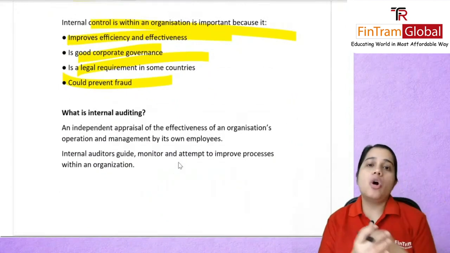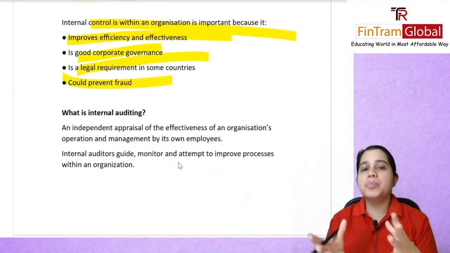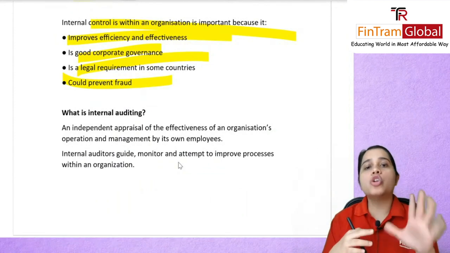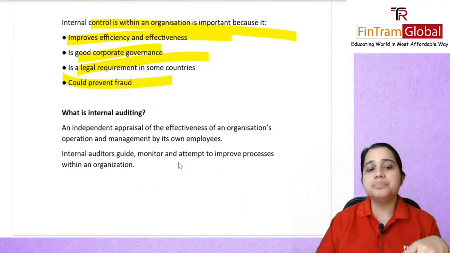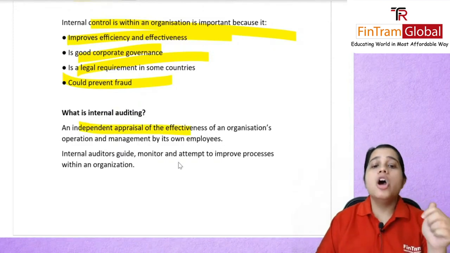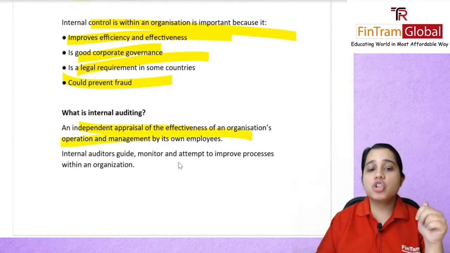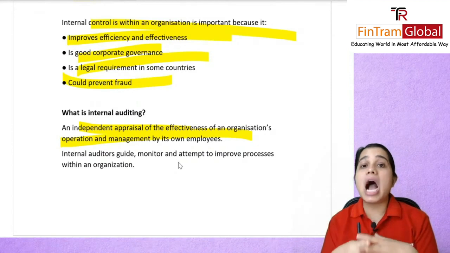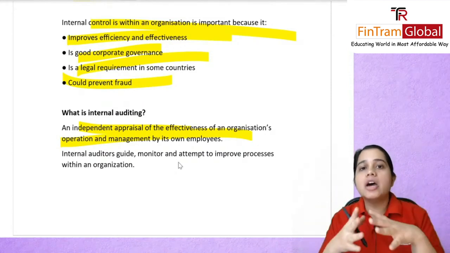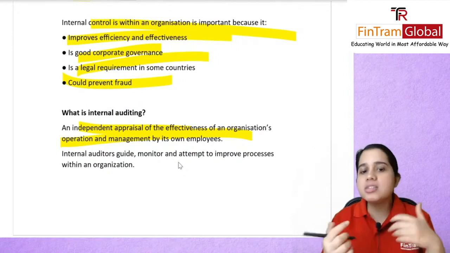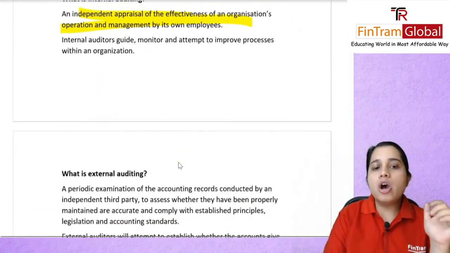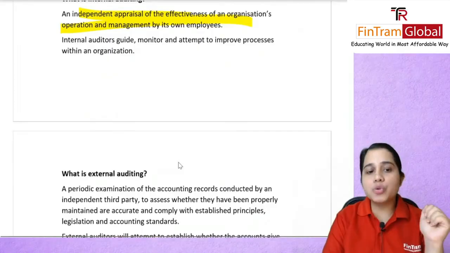What is internal auditing? These are people who are employees of your organization, or you can even outsource this function to a third party. It is an independent appraisal of the effectiveness of your organization's operations and management. Basically, are your internal controls working fine or not, and are the policies that you have enough or not. All of that is something the internal auditor is going to be looking at.